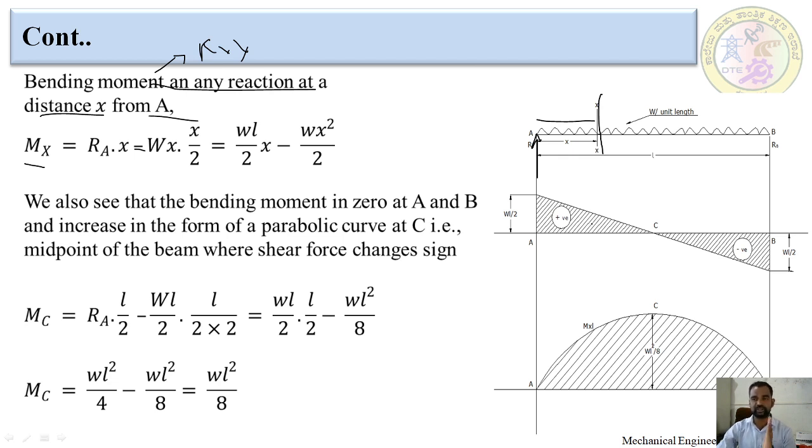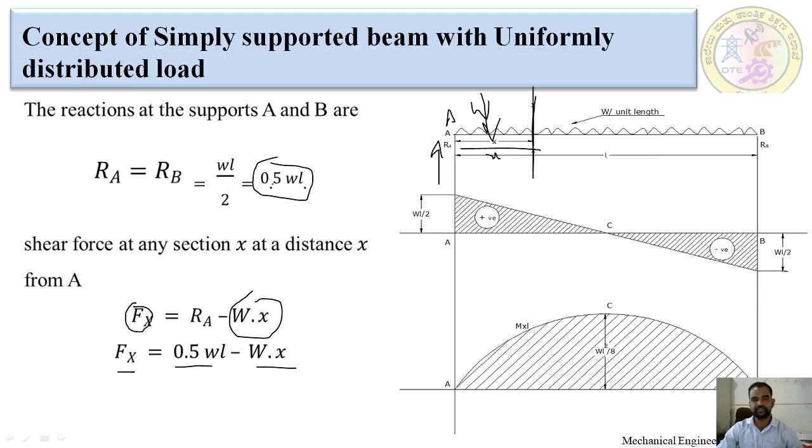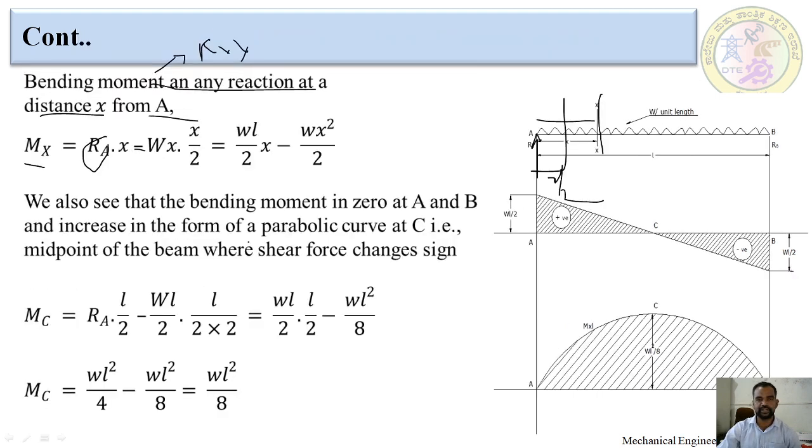in bending moment calculation, downward force is taken as negative. For that reason, this negative W into x is taken. We converted this UDL into a point load W into x, acting at half of the distance, x divided by 2. RA we have previously determined as W into L divided by 2. For that reason, W into L divided by 2 into x, minus W into x square divided by 2. This is the bending moment calculation at any section at a distance of x from A.